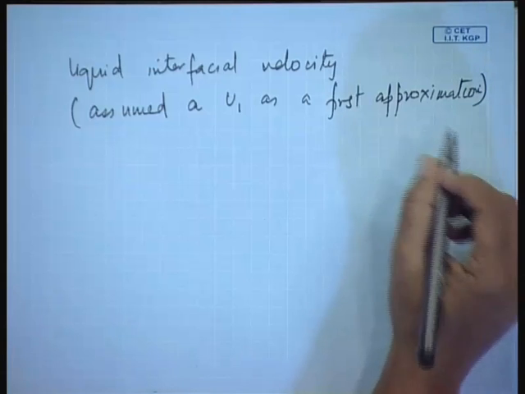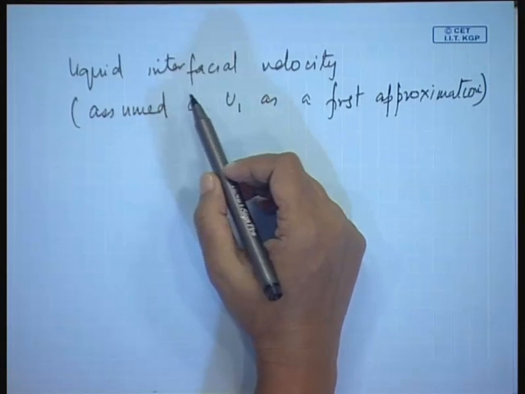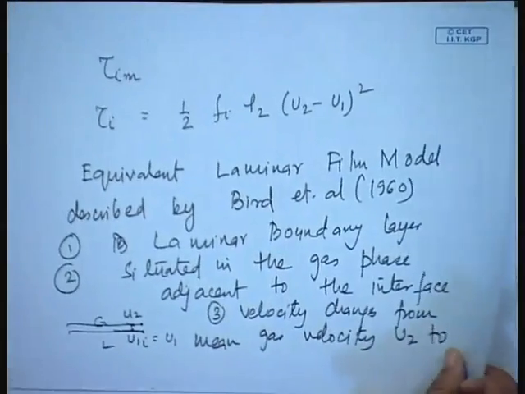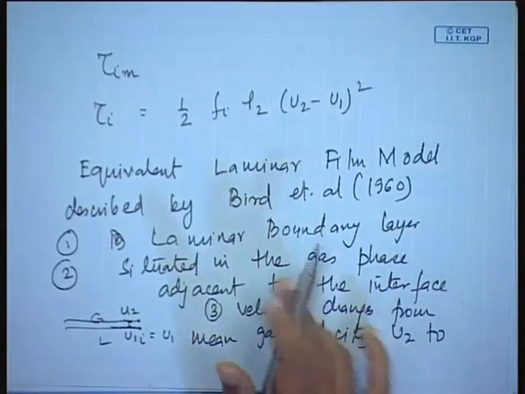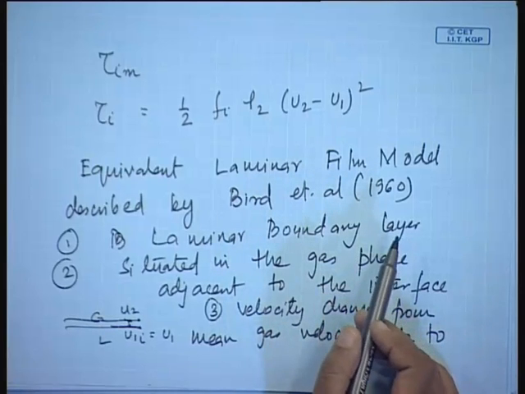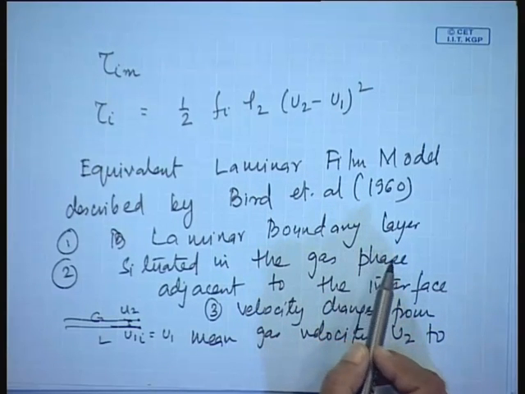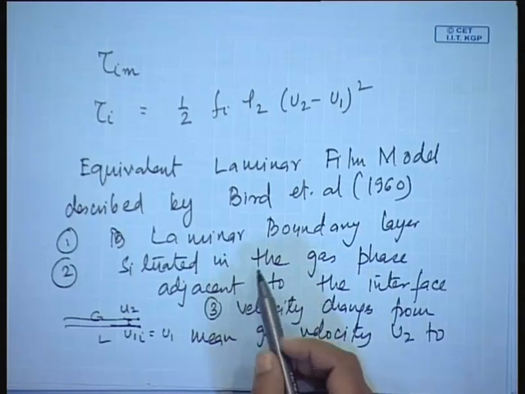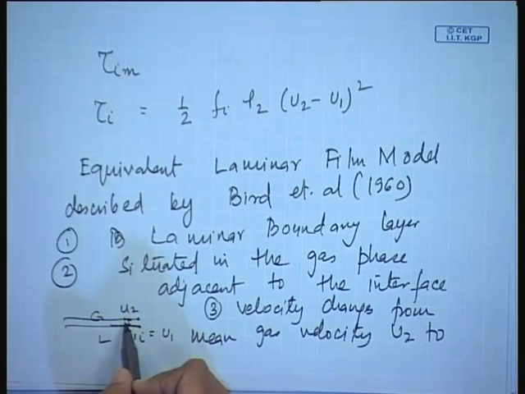So, therefore, these are the basic postulates of the equivalent laminar film model, which has been described by Bird et al. The first thing is it assumes the boundary layer to be laminar, and it is situated in the gas phase adjacent to the interface, and within this thin laminar boundary layer, the velocity changes from the mean gas velocity to the interfacial liquid velocity, which can be taken as u1 as the first approximation.